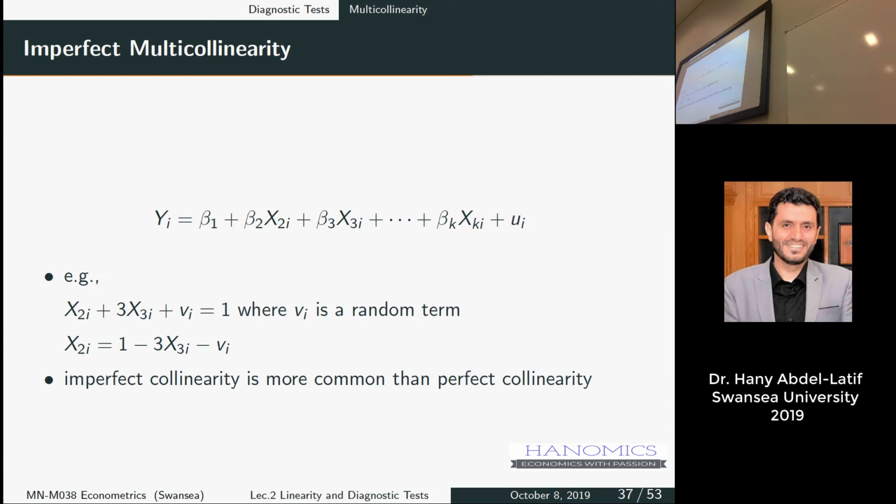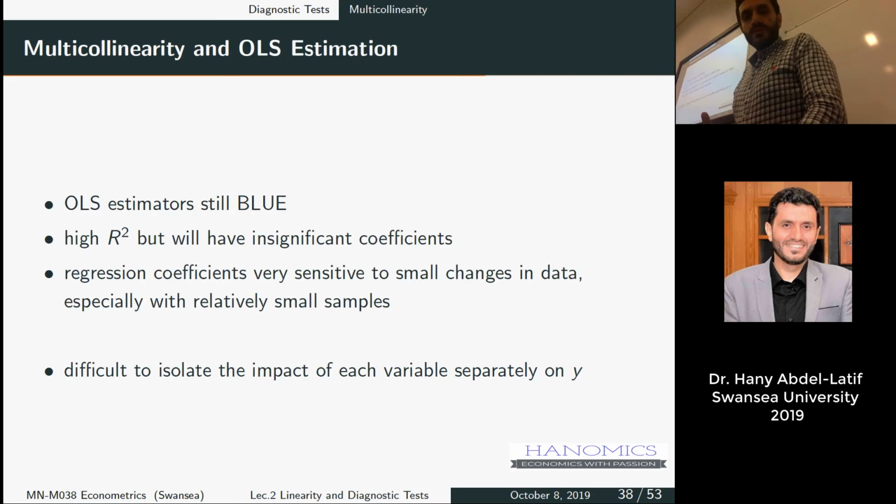So if there's imperfect multicollinearity, we will estimate the model and we will get an estimation. And what will be the problem with this estimation? Well, your estimator will still be BLUE, the best linear unbiased estimator, but although you have a high R square, which indicates that you have a good model, most of your coefficients are not significant.